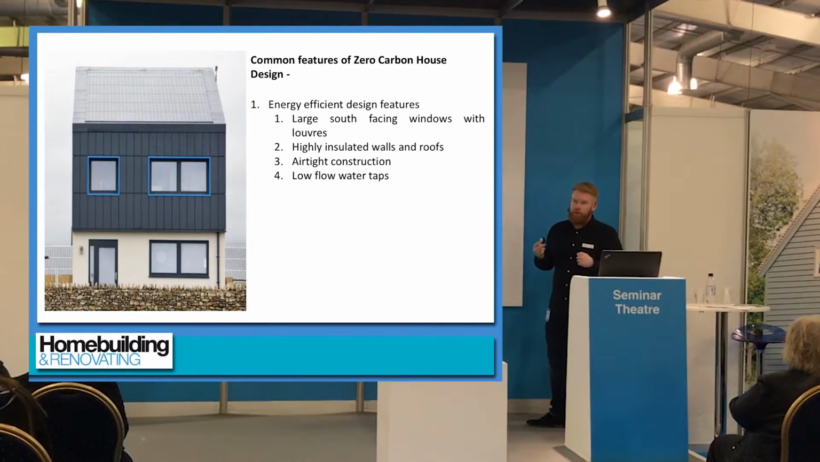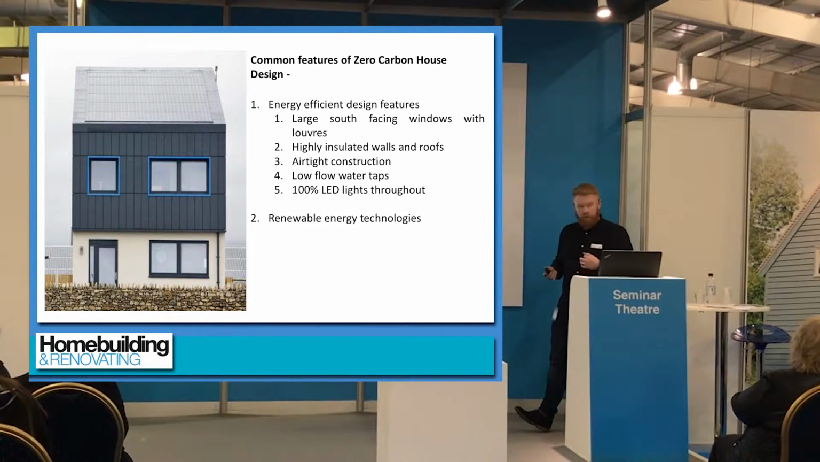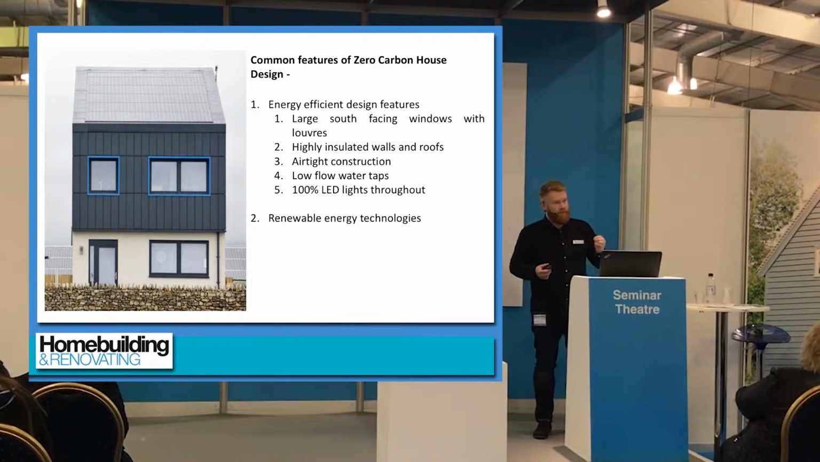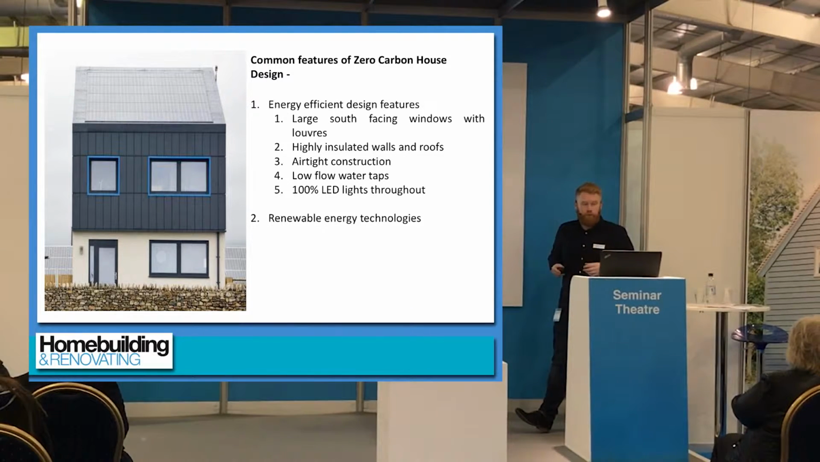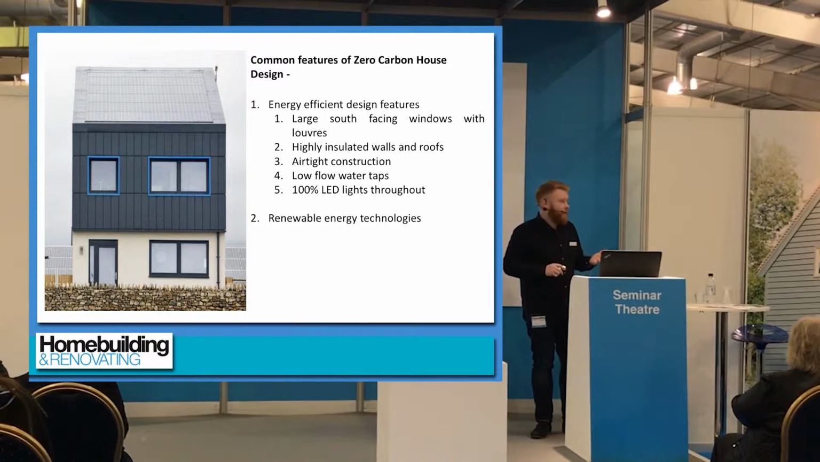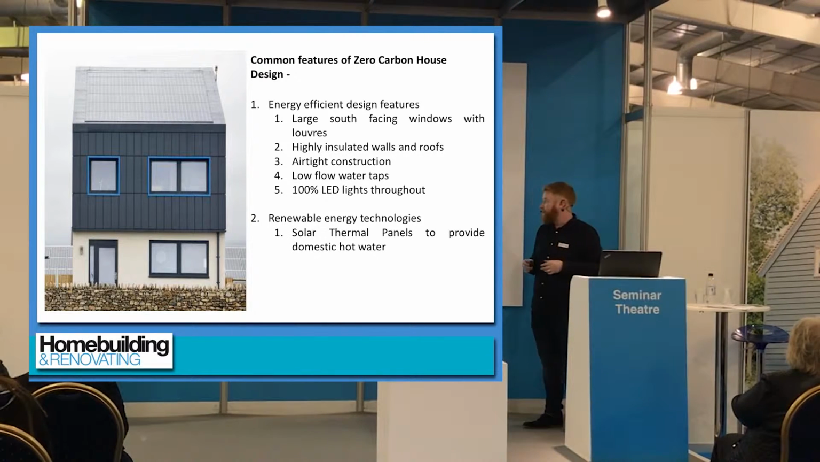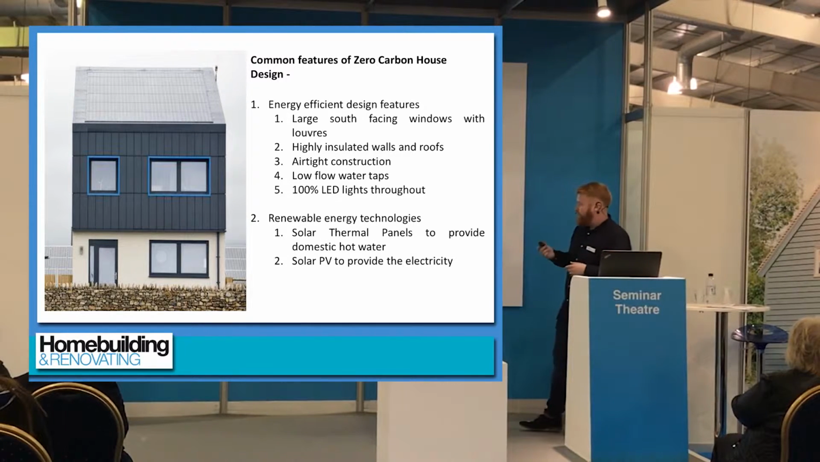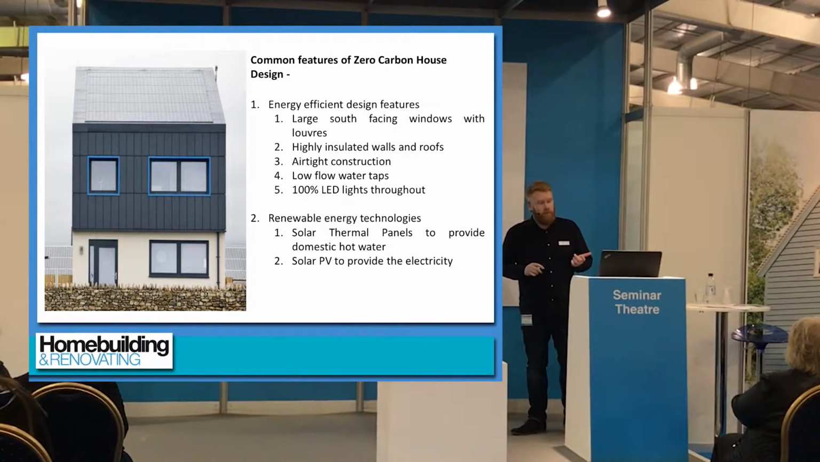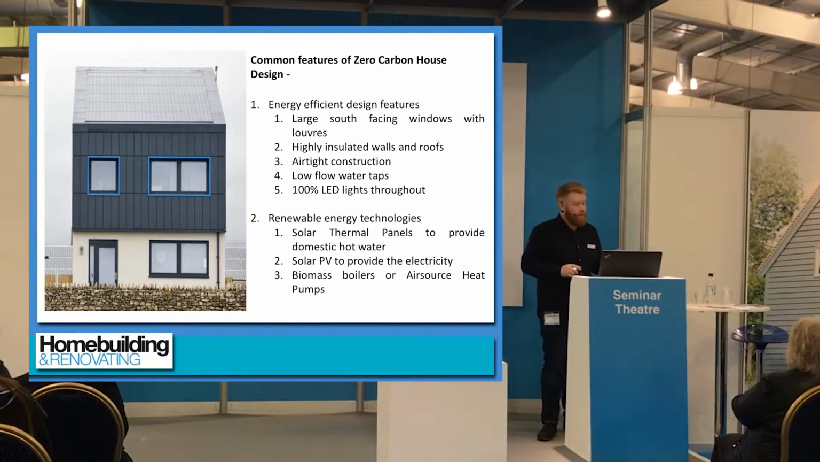Zero carbon also got the users and the designers to think about how they used the building. So they started looking at low flow water taps, low flow water cisterns, 100% LED lights in the house as well. So you did have to have a very strict way of working out how things were going to be used and designed. You top that up with some solar thermal or renewable technologies. Remember again, there was no fossil fuel to power the house, PV for electricity, and in the zero carbon method there was a lot of use of biomass boilers and also air source heat pumps.